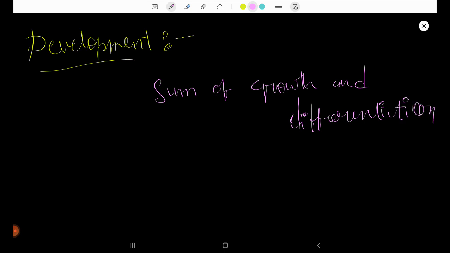Development is the sum of growth as well as differentiation. It means cells should grow and some cells should get differentiated. That is development in plants; only then is the plant developing. If your plant is just growing, increasing its length, its number of cells, or its width or girth, it cannot be considered as development until and unless differentiation happens.